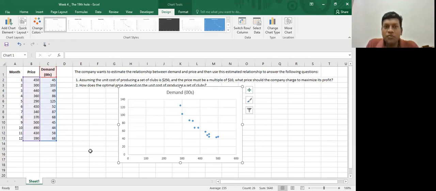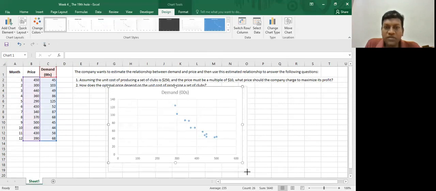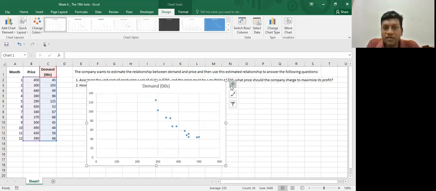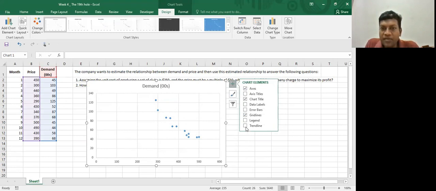Okay. Now we need to see what is this relationship. For every price point, there is a demand. Let's try to estimate what that is. Let me click on the plus button on the top right, and let me click on the option trend line.